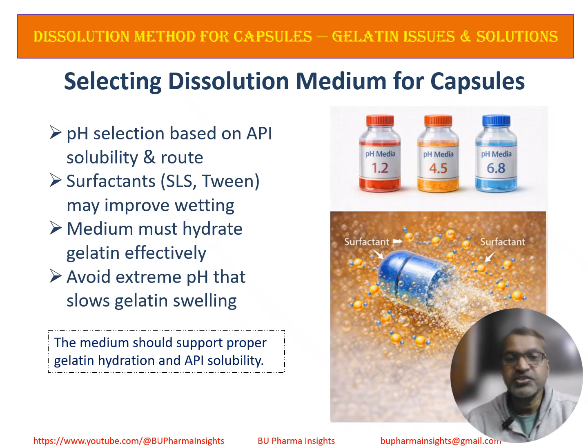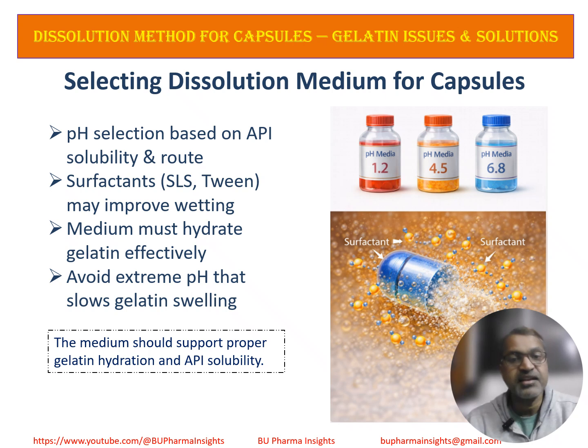Medium selection is critical for capsule dissolution. Gelatin does not dissolve well above pH 8, so very alkaline media can delay shell rupture. Also, weakly basic drugs may interact with the shell and slow down swelling. That's why pH must be selected based on API solubility and absorption site. The medium must hydrate the gelatin effectively.